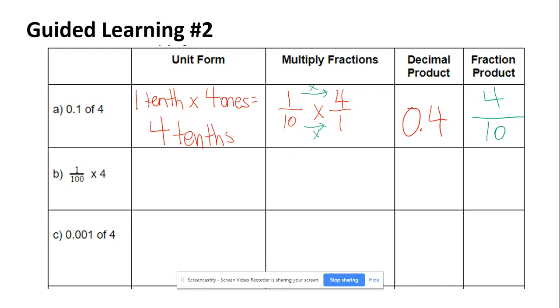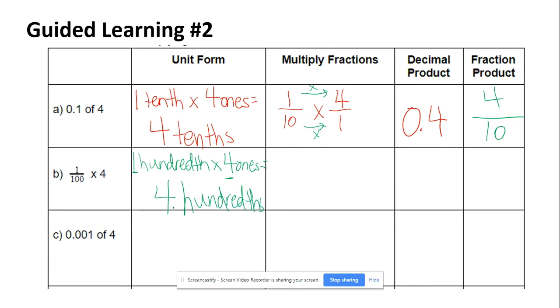1/100 times 4. I'm going to start by writing 1 hundredth times 4 ones, because the 4 is in the ones place. Start by multiplying the whole numbers. 1 times 4 is 4. Hundredths times ones, remember, means that our answer is in hundredths. So 4 hundredths.